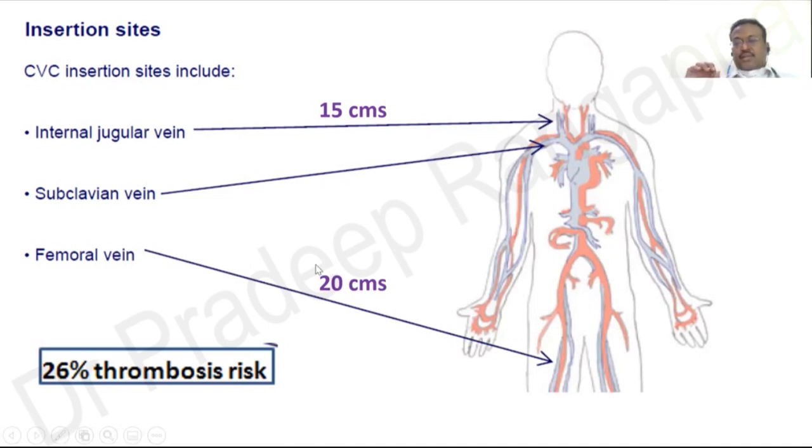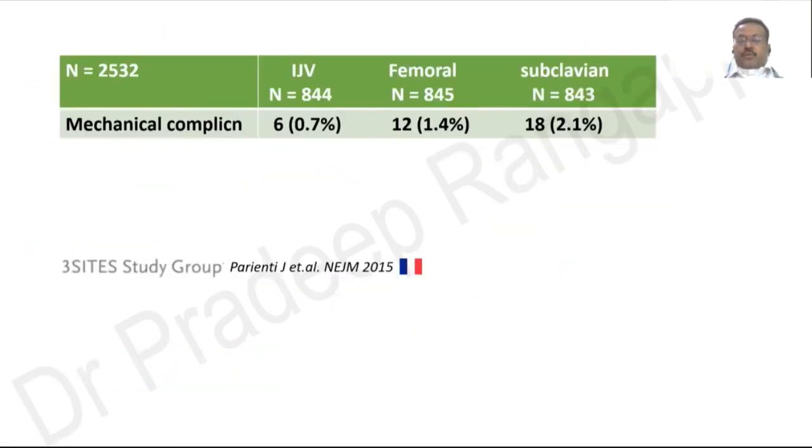As you understand, the dialysis catheter has a wide lumen, so it has a much bigger lumen. So there is a risk of thrombosis. 26% is the risk of thrombosis that is referenced in some of the literature. So this is a good study. I'm sure many of the listeners would want to know which site is the most favored. This was a study which came from the French group called the Three Sites Study Group, published in NEJM in 2015. This is one of the biggest studies that we have, comparing the different sites and the risks associated with the sites.